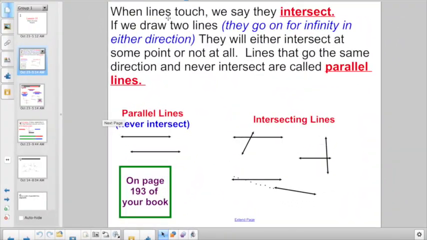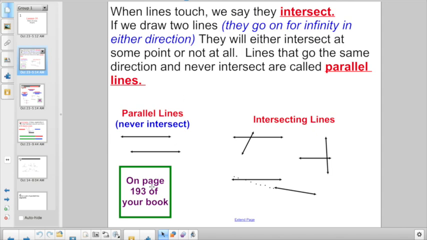So when lines touch, we say that they intersect. That's a geometry term that simply means you got two or more lines, rays, or segments that touch in some spot. And if we draw two lines, you remember lines go on for infinity in either direction. They will either intersect or touch at some point or not at all. Lines that go the same direction and never intersect are called parallel lines.